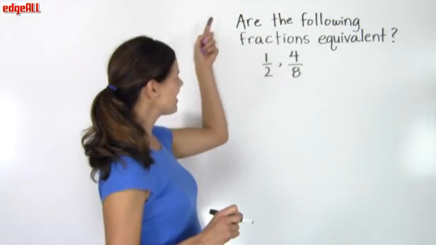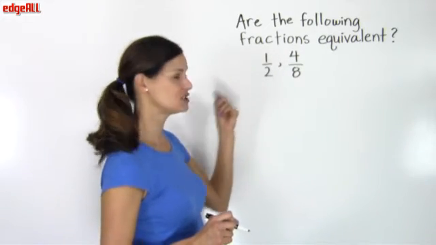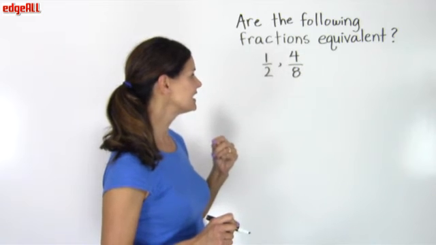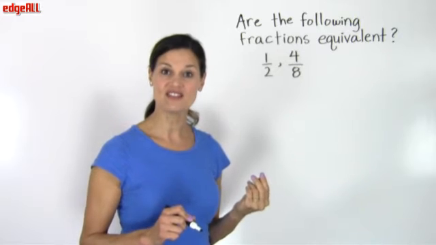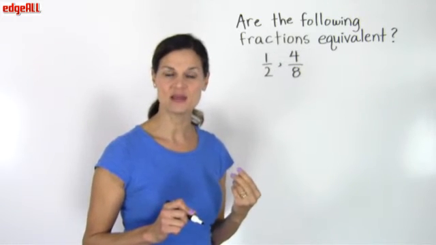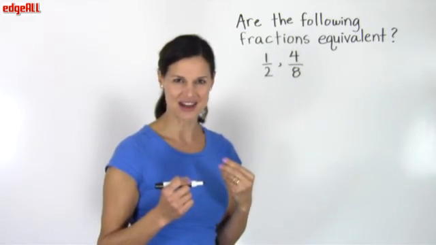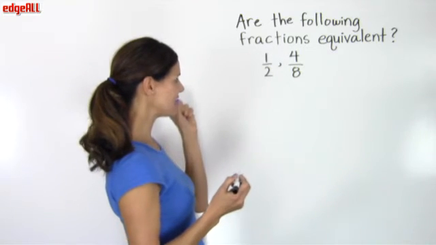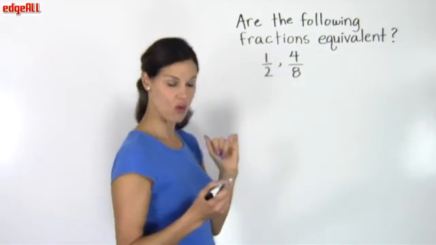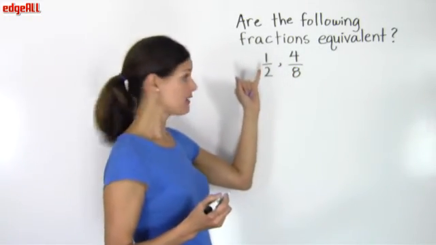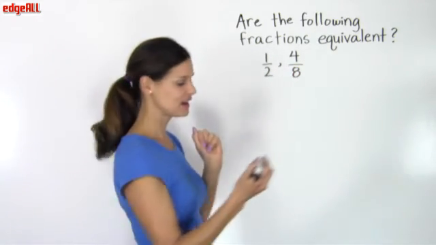Our problem asks us, are the following fractions equivalent? And then we're given two fractions, 1/2 and 4/8. To determine if two fractions are equivalent, we need to see if we can find a number that we can multiply both the numerator and denominator by to arrive at the second fraction. So when I see this 1 here, I think, oh, I could multiply 1 times 4 to get 4. And I have to ask myself, if I multiply my denominator by the same number, will I get the other denominator? So let's look at it.